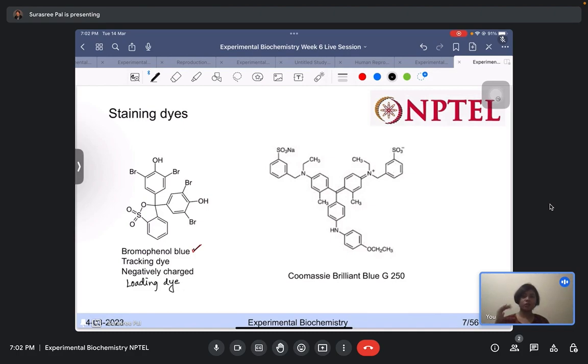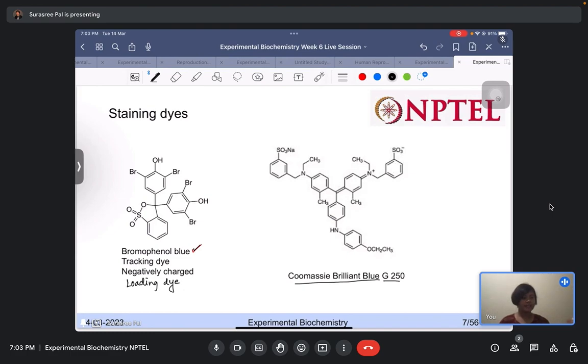Once the bromophenol blue dye front comes to the bottom of the gel, we should stop the gel electrophoresis so that our protein samples cannot escape the gel. That's the function of bromophenol blue, but it is only for tracking how much our gel has run. For visualizing the protein samples, we use another dye called Coomassie Brilliant Blue G250. There are two types of Coomassie Brilliant Blue, G250 and R250, but for protein gel staining or SDS PAGE gel staining, we use G250 dye.